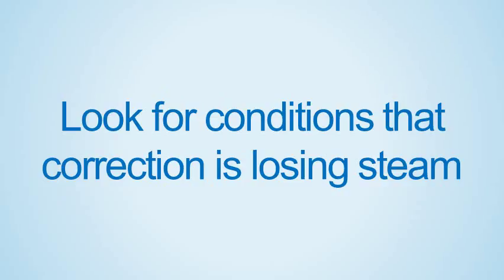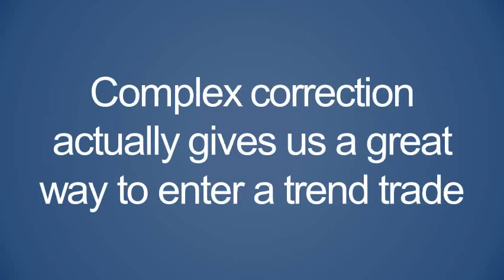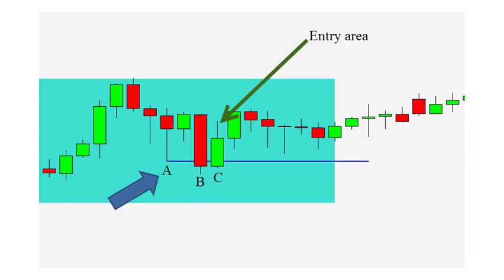And it's okay because all we're looking for is an indication that the correction is losing steam. A complex correction actually gives us a great way to enter a trend trade long, and that is through a failure to break lower. The lower time frame chart shows us how to do it. At A, this long shadow indicates buyers, either on a simple pullback on this time frame or a complex pullback on a lower time frame. So where do all the textbooks and overpriced trading courses tell you to place your stop? Below the swing, but is that really the best spot?